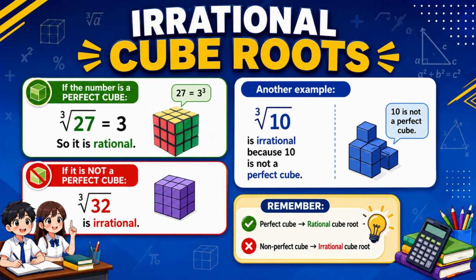For cube roots, check whether the number is a perfect cube. The cube root of 27 is 3, which is rational. But the cube root of 2 is irrational, because 2 is not a perfect cube.